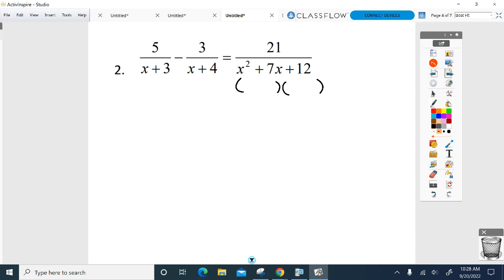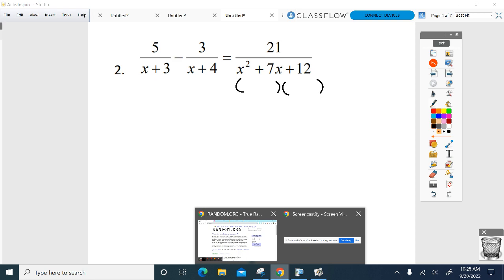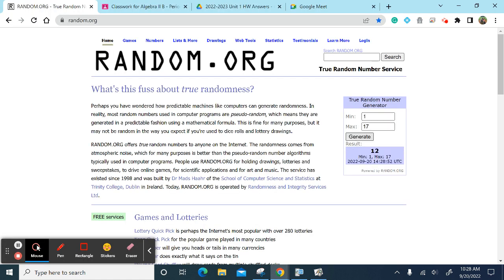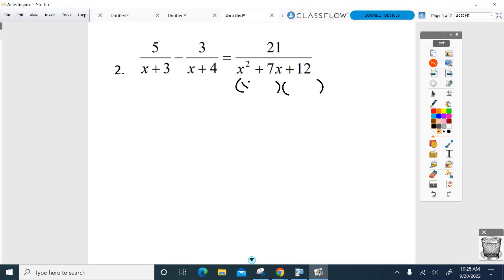We are way too deep in the unit to review how to factor that. 12, when you're ready, let me know your numbers. x plus 3 and x plus 4. Whew. Good.